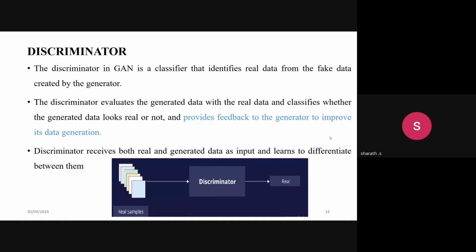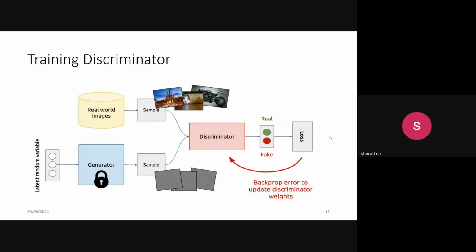So briefly, the generator generates synthetic or fake data. The discriminator finds out which data generated by the generator is fake. Both the generator and the discriminator work simultaneously, competing against each other. The main aim of the generator is to fool the discriminator. The main aim of the discriminator is to not get fooled by the data generated by the generator. So we'll see how the training of the discriminator is done.